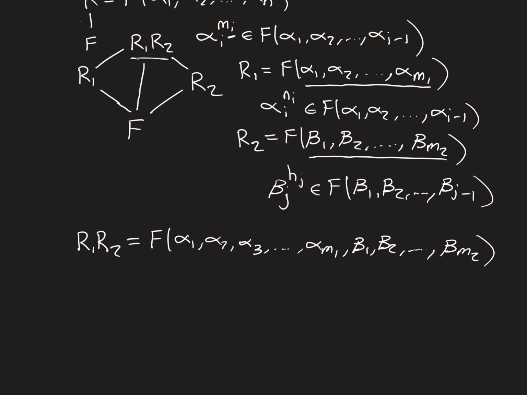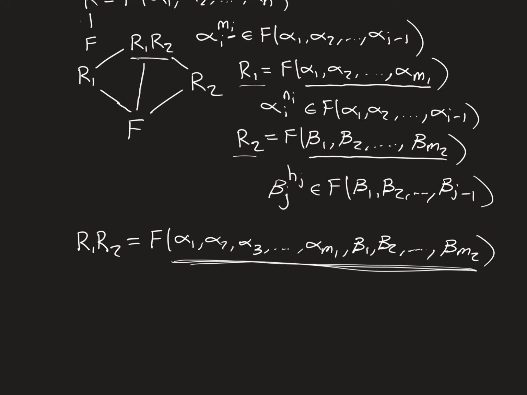Because you've got to contain all of those elements, and if you look at this extension, which contains all of these, it certainly contains both R1 and R2, and it's the smallest possible one that can contain R1, R2, because by definition this means the smallest field extension of f that contains all of these elements, and it's got to contain all of these elements to be the compositum of R1, R2, ergo this is the compositum of R1, R2.